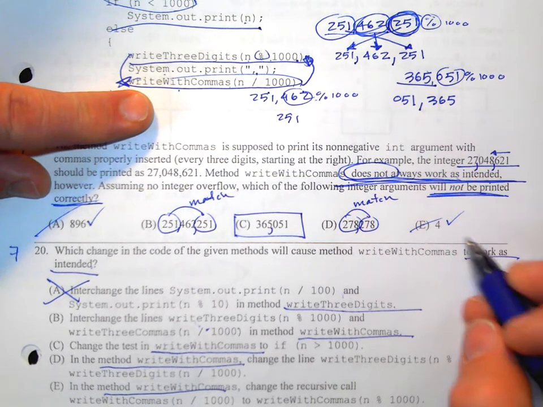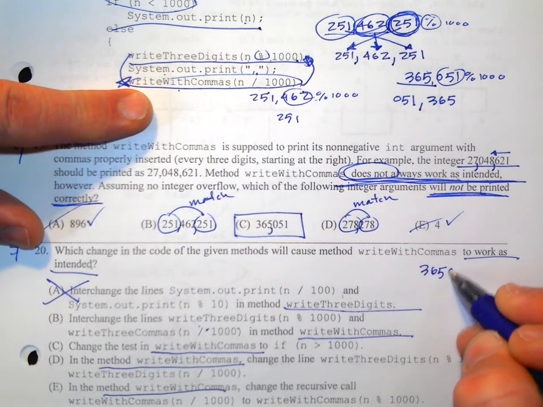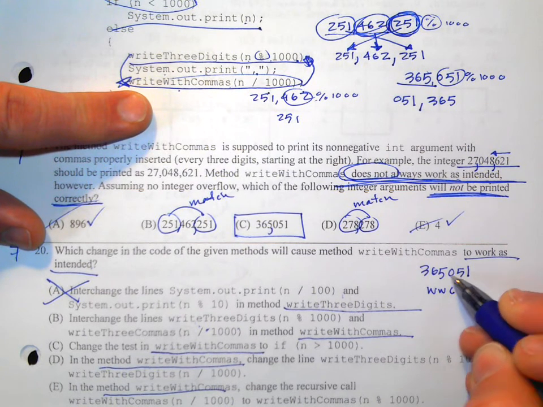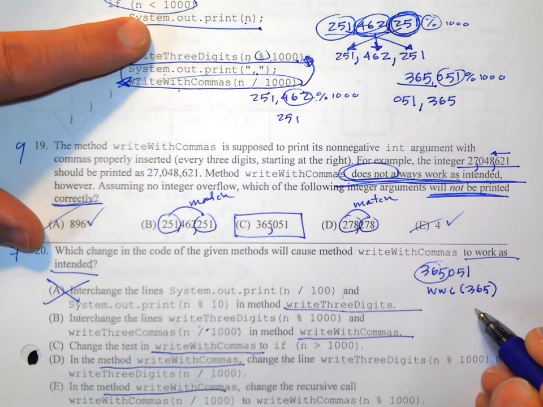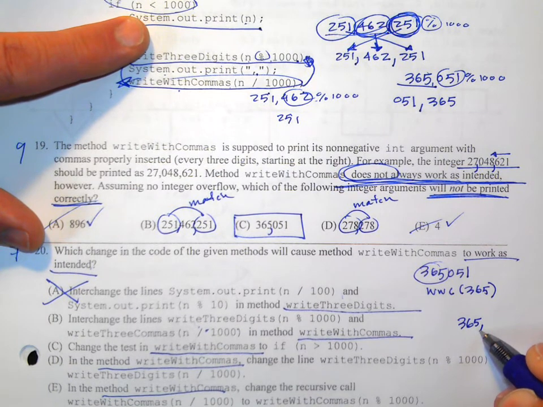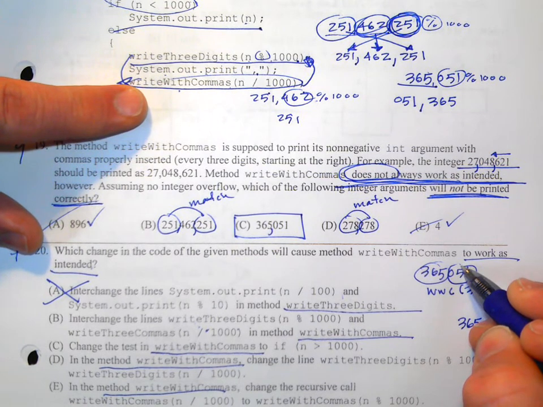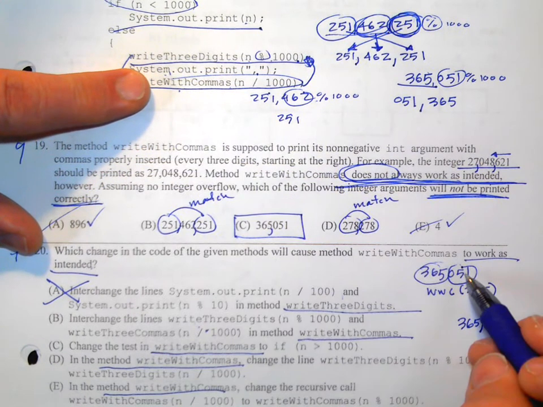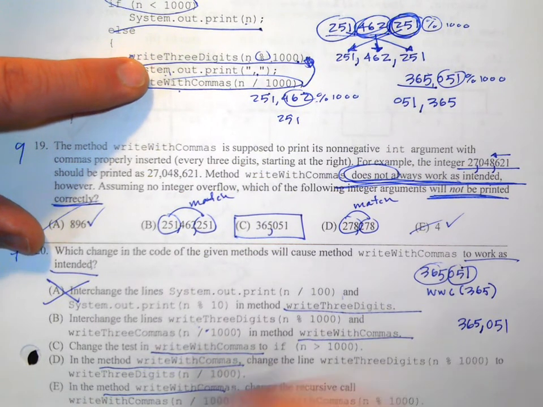If it calls write with commas first, then it says, okay, if the number is 365051, then it calls write with commas. It divides that by 1,000, so it does this one, right? And then write with commas goes up here and says, oh, it's less than 1,000. Let's print that out and then put a comma, right? And then look at the next chunk, then we call write 3 digits with this, and it prints that out. So that one worked. I think that one works.